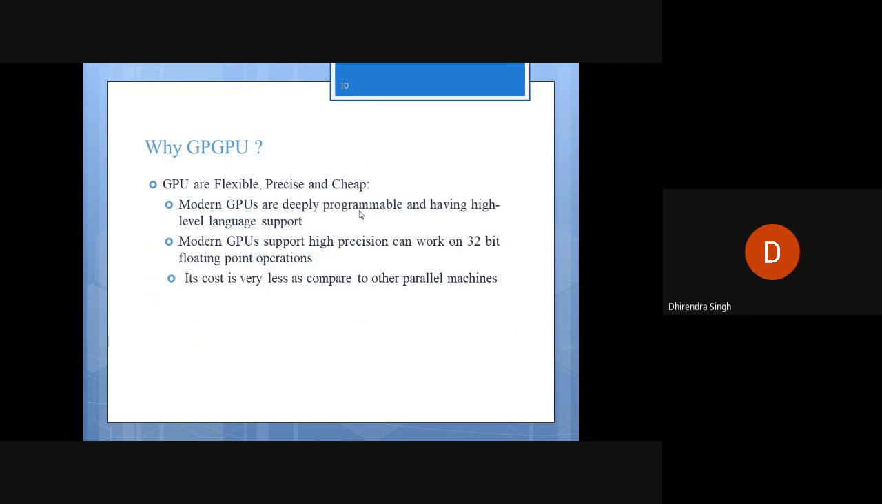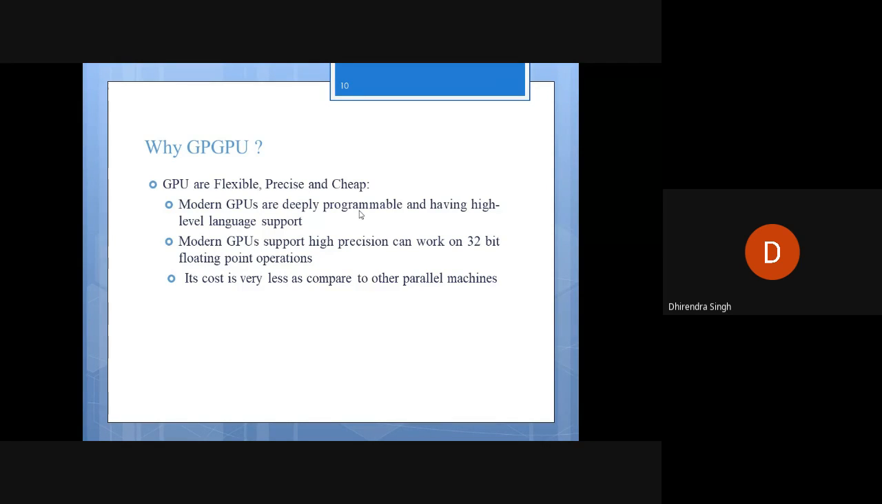Okay, so we know that graphics cards are available for general purpose computing, but why are we using the GPU computing concept? Why don't we just go for a normal parallel computer? The reason behind that is that GPUs are flexible, precise, and cheap.